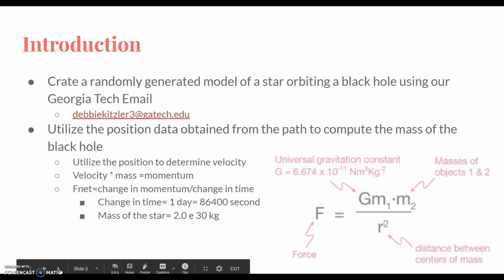In order to do this, we utilized the position to determine our velocity, the velocity times the mass of the star to determine the star's momentum, and then we set the net force equal to the change in momentum over change in time, and the change in time was given, which was 1 day, which was 86,400 seconds. The mass of the star was also given to us, and it is 2.0 times 10 to the 30th kilograms. Once we computed the net force, we set this net force equal to the gravitational constant times the mass of the star times the unknown mass of the black hole, all over the distance between the black hole and the star squared.